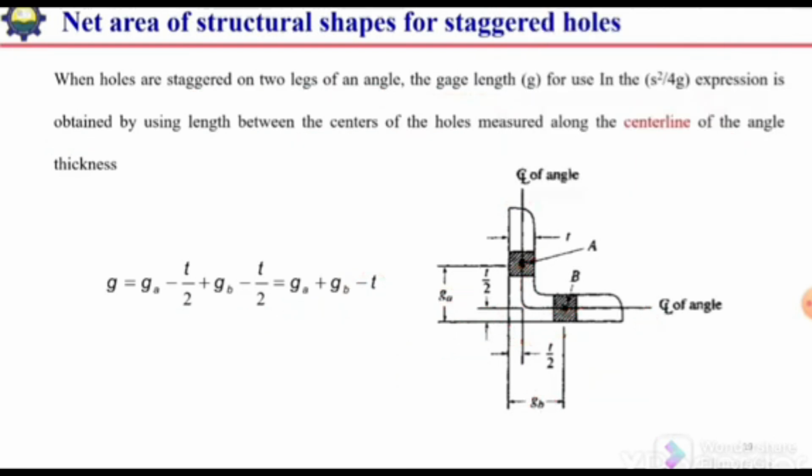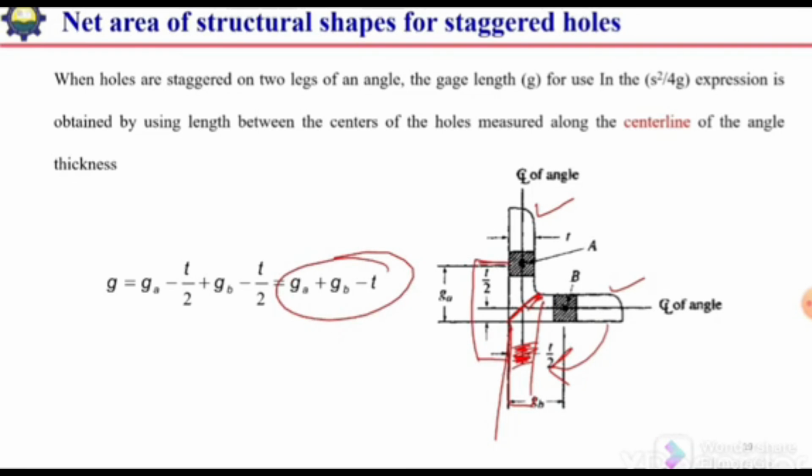Okay, so to calculate the net area, what we do is translate or rotate this section to make a straight plate. So we cut it over here and then rotate, so it will become a member like this. So this one leg will be rotated over here, and the distance between this bolt and the center here will be equal to GA plus GB minus T. So the distance from the center of this hole, after rotating in this direction, up to this center will be GA plus GB minus T. This will be more clear when we solve one example.